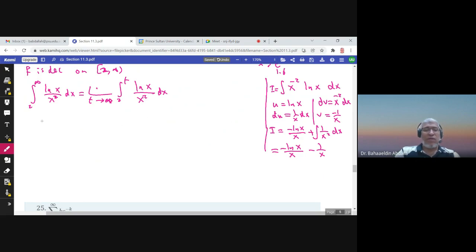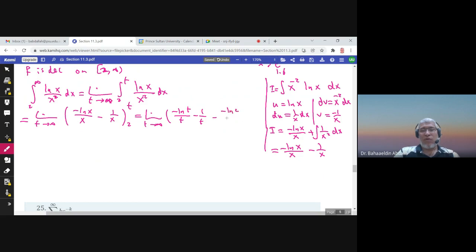So that's it. So this would be equal to the limit. The integral now is negative ln x over x minus 1 over x from 2 to t. So this is the limit as t goes to infinity of negative ln t over t minus 1 over t, minus negative ln 2 over 2 minus, and there is a minus outside, so plus 1 over 2.